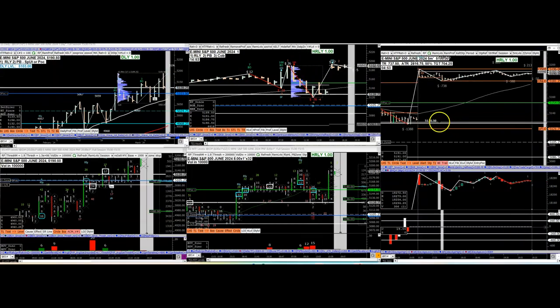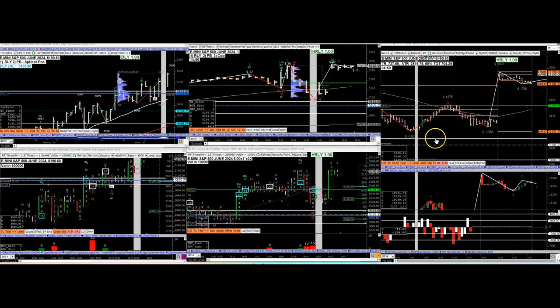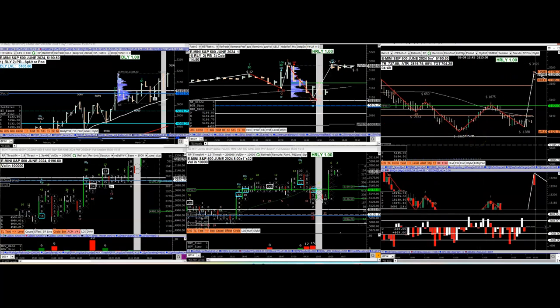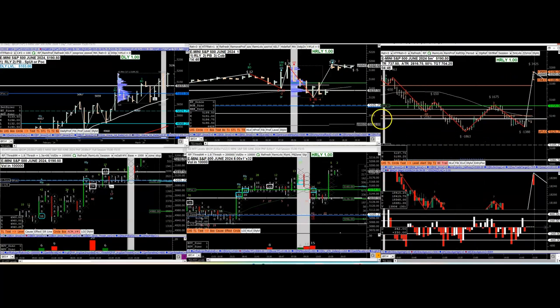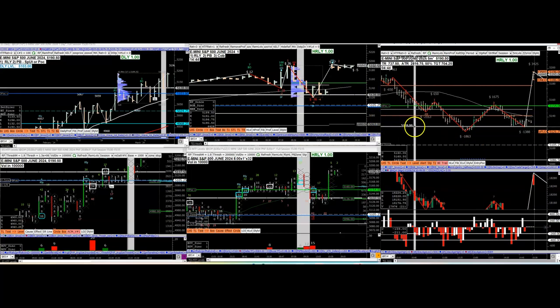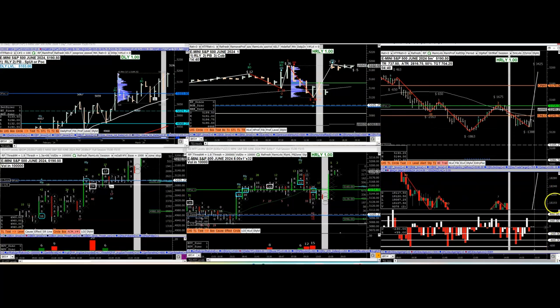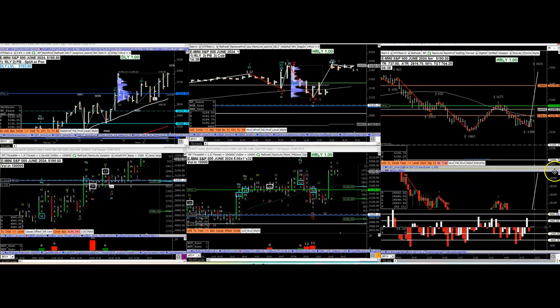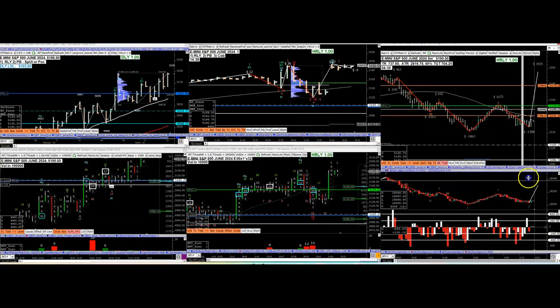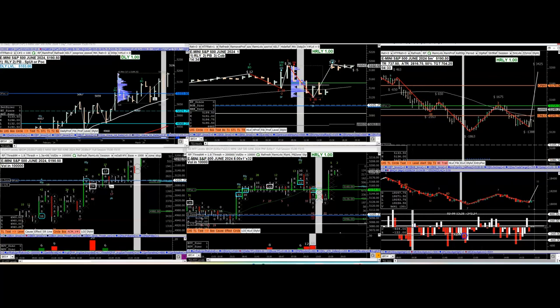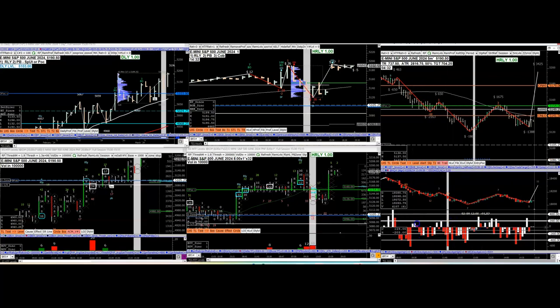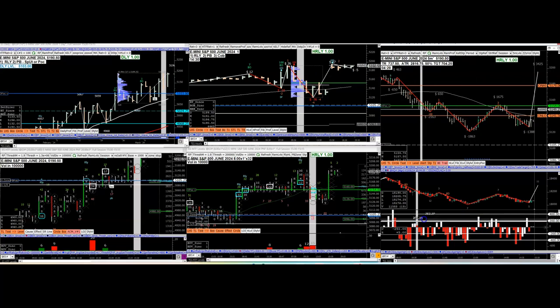I usually don't go into this, but now I will. So this is your tick at the bottom. See the bottom of the histogram? This is your tick.